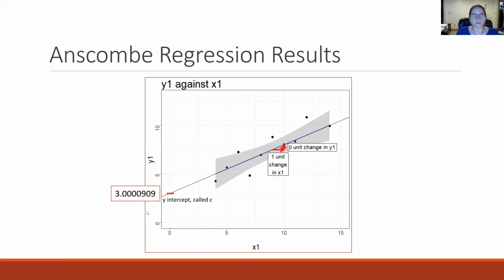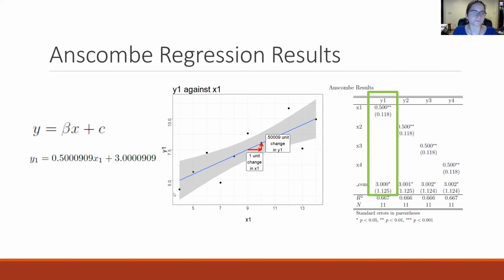Quick note, we've got 3.0000909. That is the estimate for the y-intercept. So if we extended this graphic all the way over to the left to where x1 is equal to 0, the regression line intercepts x1 equal to 0 at the y1 value 3.0000909.